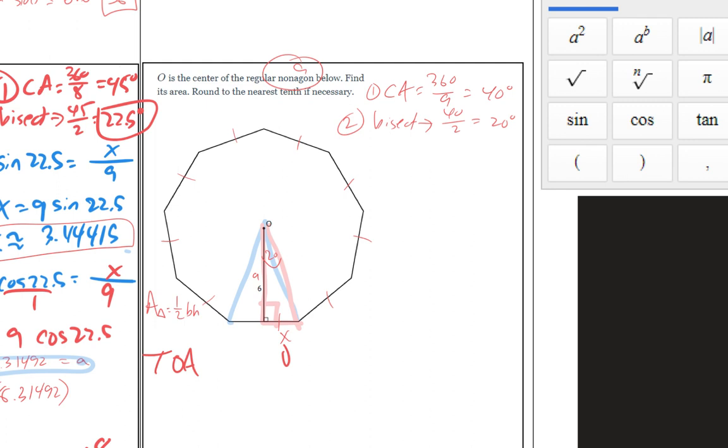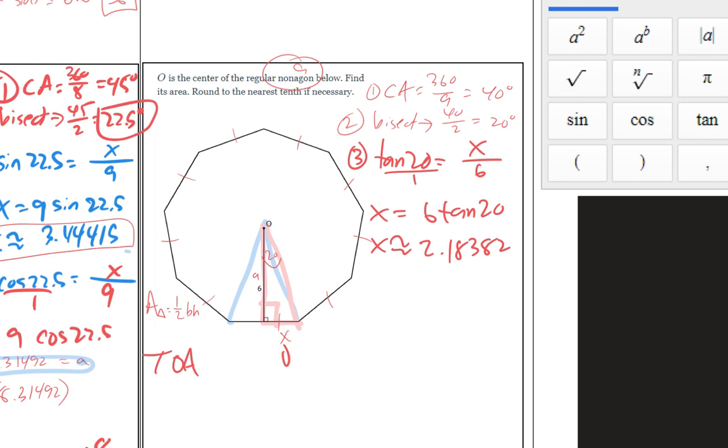Let's set it up. The tangent of 20 degrees is equal to x over 6. If we put that over 1, that means x equals 6 tangent 20. So x is approximately, remembering we're going to use 5 decimal places, 2.18382.